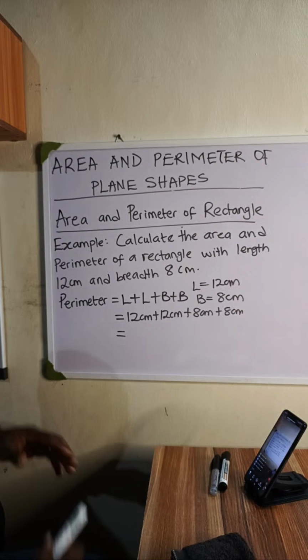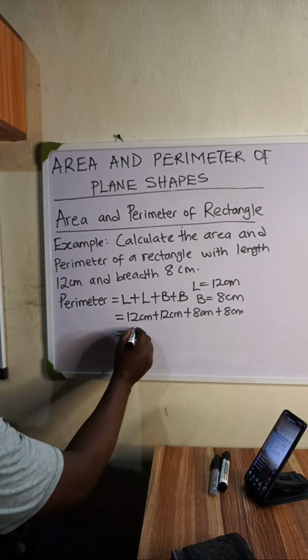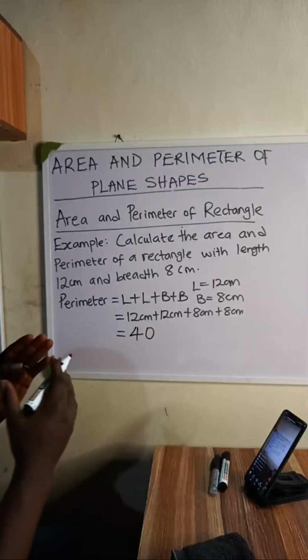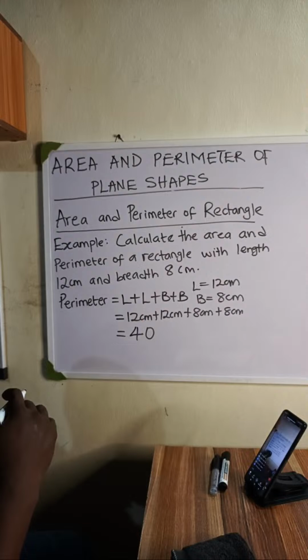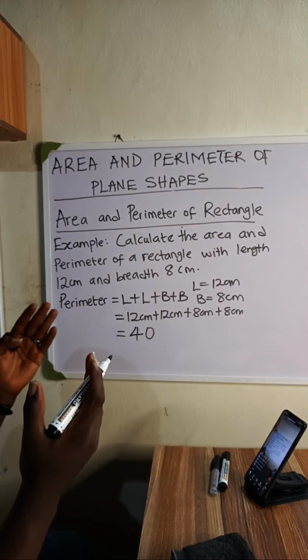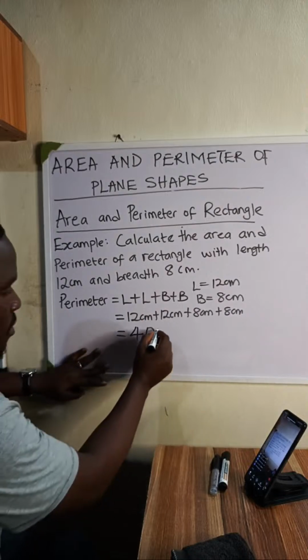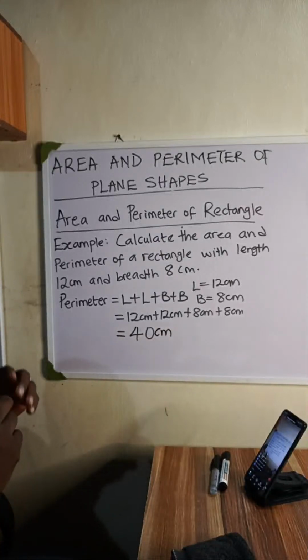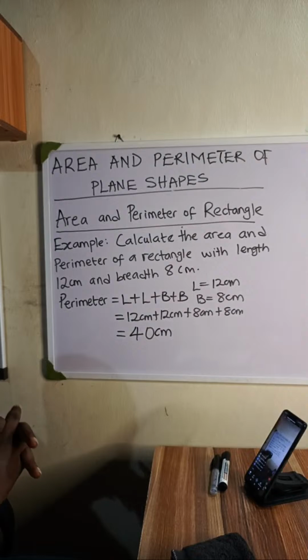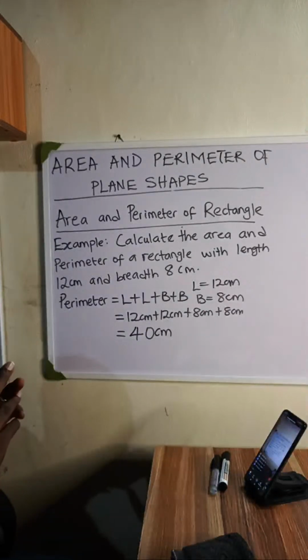Forty. Good. So 40. But unlike area where we are multiplying, in perimeter we are adding, so the unit remains the same, centimeter. So the perimeter is 40 centimeter.